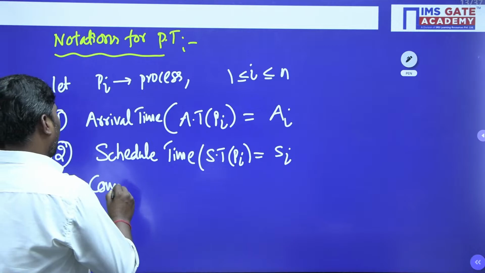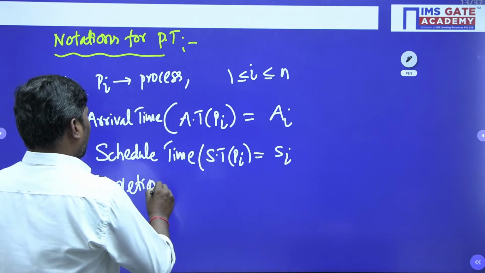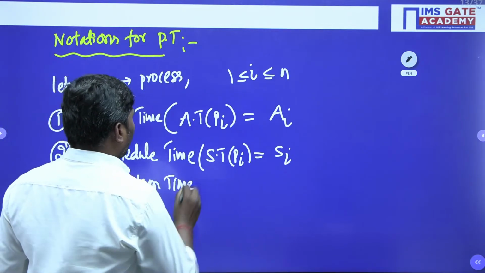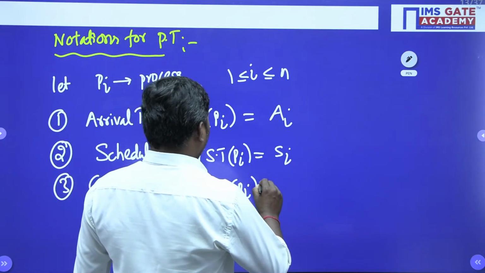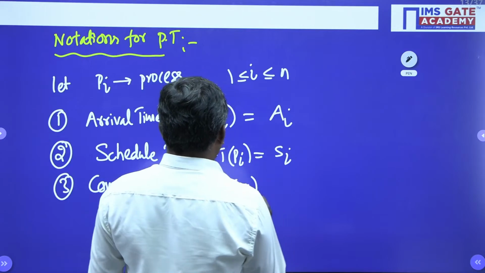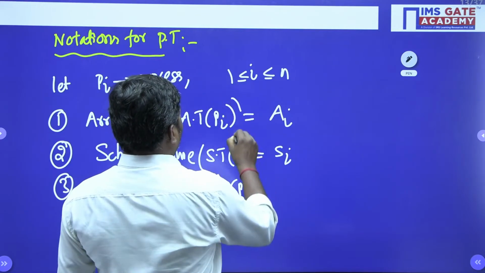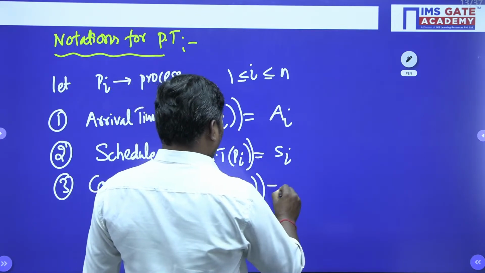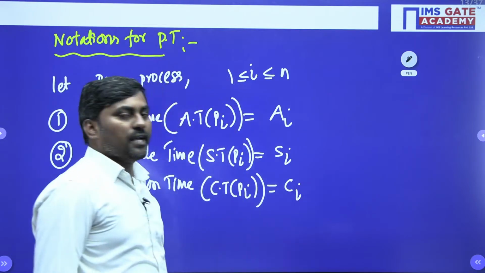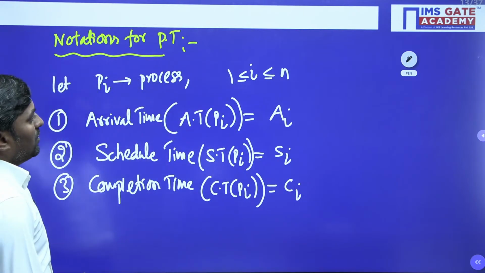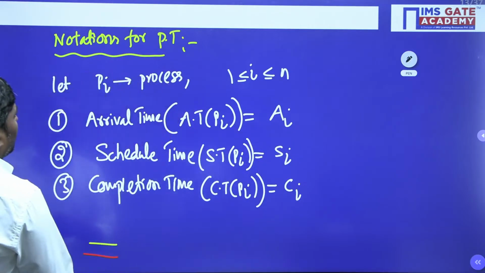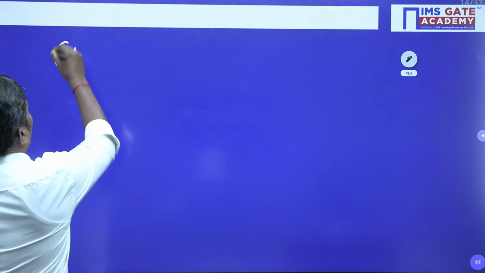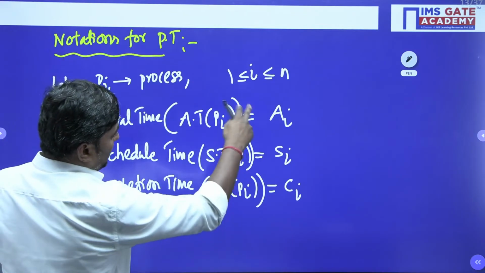The third one, completion time. CT of process Pi, I am writing like this, Ci. What is Ci? Completion time of process Pi. Ai is the arrival time of a process, Si the schedule time of process Pi. Clear? This Ai, Ci is over, right?